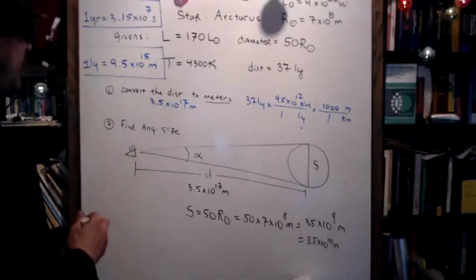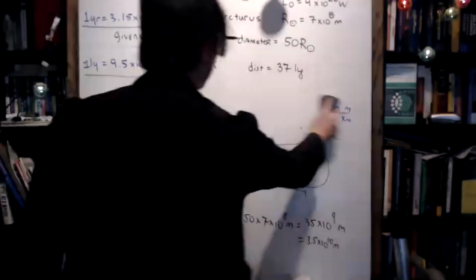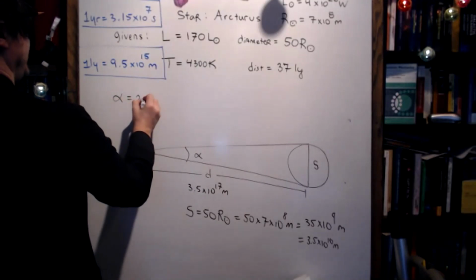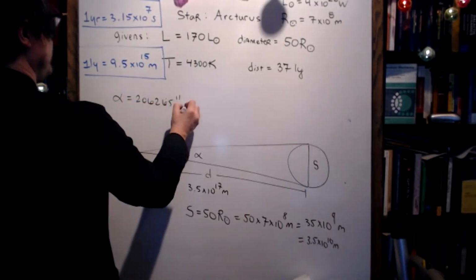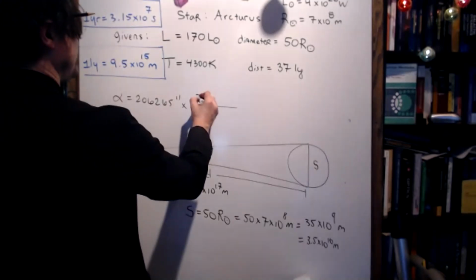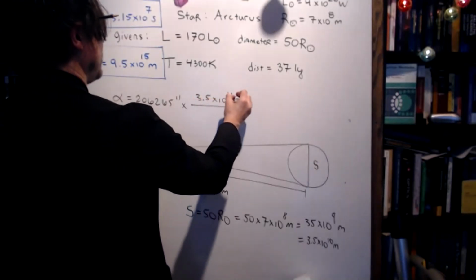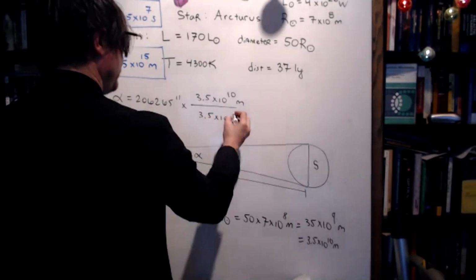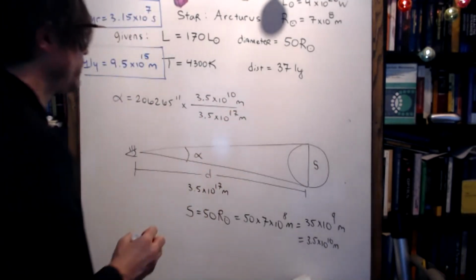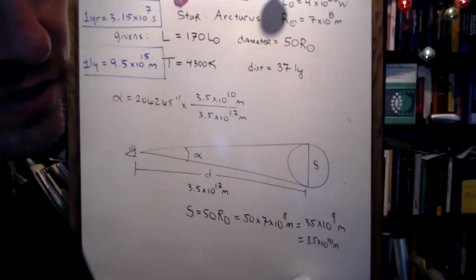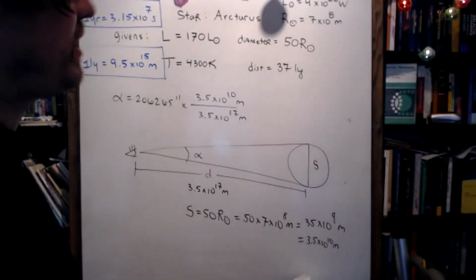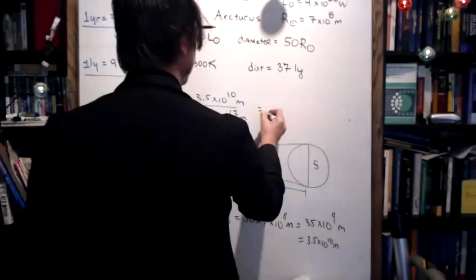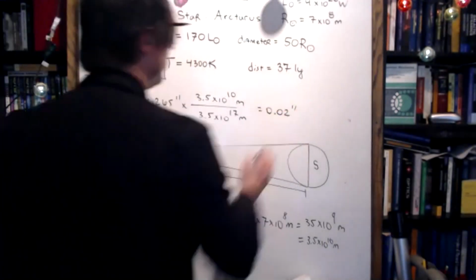Okay. So up here, I'll use the small angle formula part 2. Alpha is 206,265 arc seconds times the diameter, 3.5 times 10 to the 10 meters, divided by the distance, 3.5 times 10 to the 17 meters. This is going to leave me with 206,265 times 10 to the minus 7. 1, 2, 3, 4, 5, 6, 7. And my answer comes out to be 0.02 arc seconds.